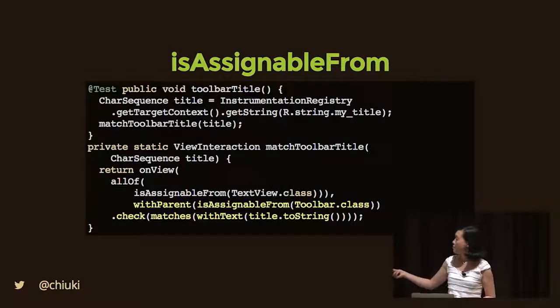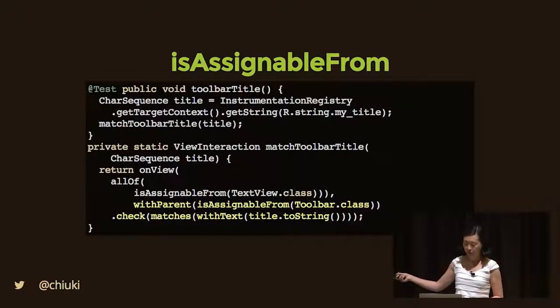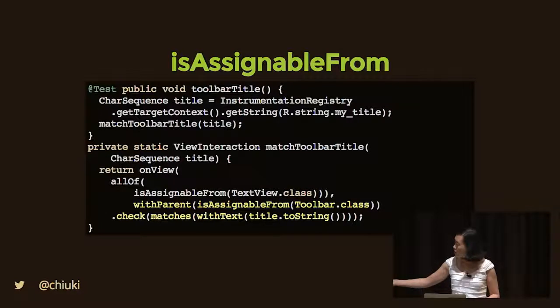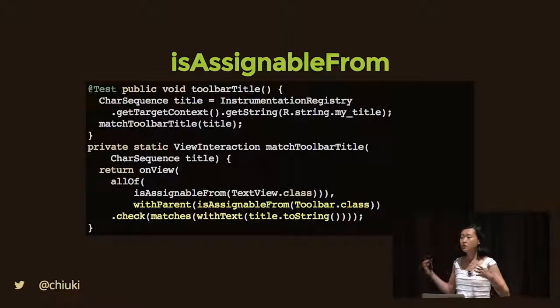Well, first of all, I have a helper function that helps me find the toolbar title. The reason why I have this helper function, matchToolbarTitle, is because that way I can reuse it, right? If I have multiple tests where I want to find the toolbar title and match it, I just need to write it once. So here is kind of the magic, where allOf, that's the Hamcrest matcher. And then I will look for something that is assignable from TextView, meaning I'm looking for a class that is a TextView, or a child of TextView, like maybe it's a button, but in our case, it's a TextView.